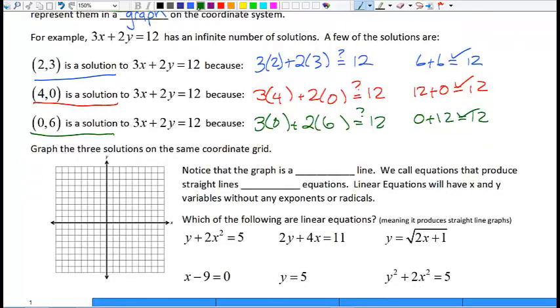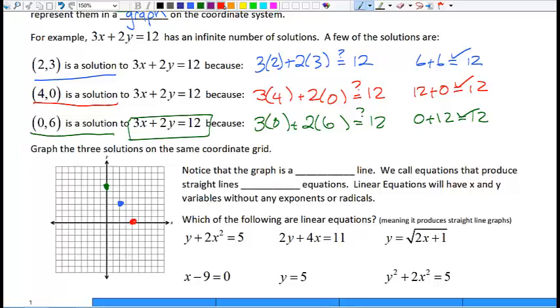So the light blue one was positive 2, positive 3, which is the same plotting that we just practiced. The red point was 4 to the right, 0 on the x-axis. And then the green one was 0 left and right and up 6. 1, 2, 3, 4, 5, 6. There we go. Okay. So those 3 points are all solutions to the line 3x plus 2y equals 12.